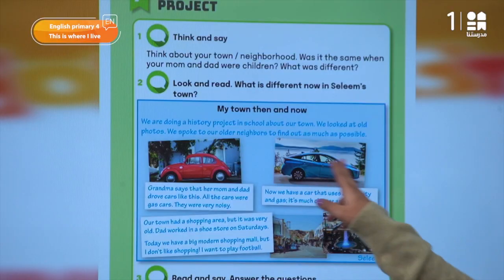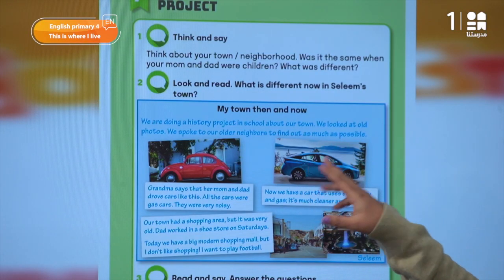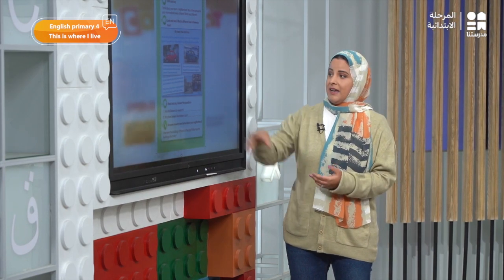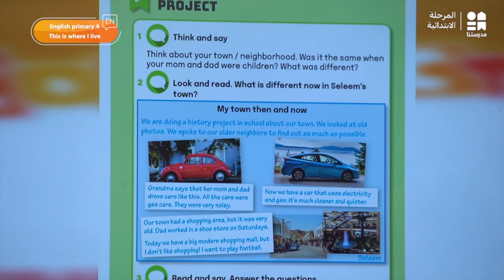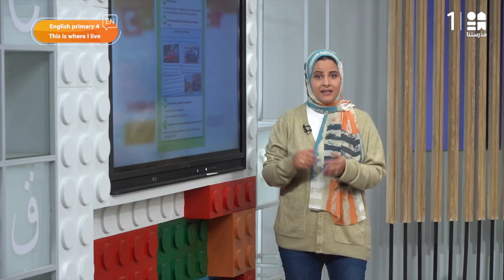تعالوا نبص هنا على الصور. صور العربيات هنا بتوضح لنا الفرق ما بين زمان وما بين دلوقتي. يعني مثلا هنا Grandma says that her mom and dad drove cars like this. يعني زمان الناس كانت بتسوق عربيات بالشكل ده. All the cars were gas cars، يعني العربيات كانت بتعمل بالجاز. They were very noisy، والعربيات كان صوتها مزعج جدا.